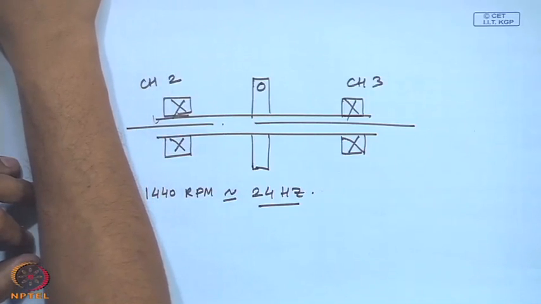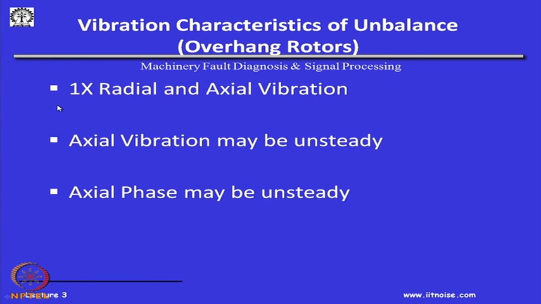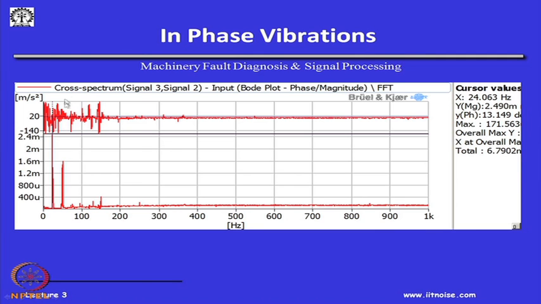Okay. And then if you see this dotted line here, the cursor has been put at 24.063 hertz, and the phase is about 13.149 degrees. Okay. Of course, the cross spectrum magnitude you cannot see here, but you would see a very strong component in the cross spectrum. Of course, you would have seen the auto spectrum as well, and this indicates that there is a high level of vibration.